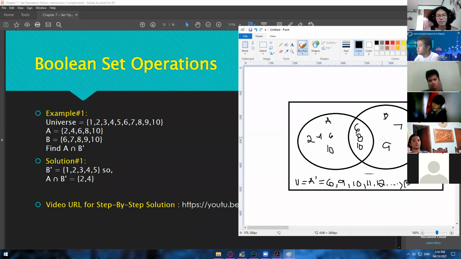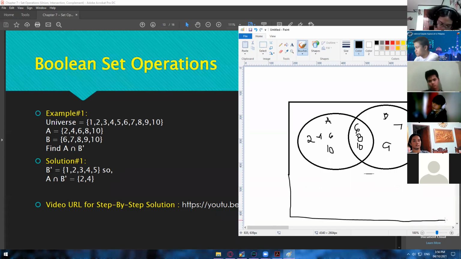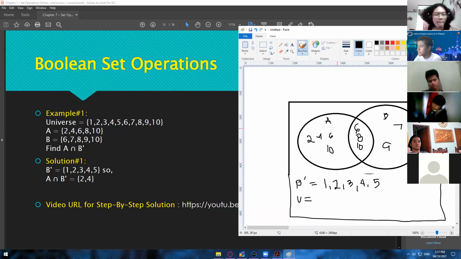All right, and then for the B complement, all we need to do is get everything. So I think this one is not enough, so let me just expand this one. So we have here B complement, which is equal to 1, 2, 3, 4, and then 5, 6, 7, 8, 9, 10.